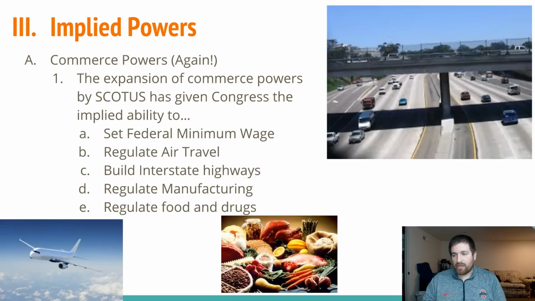This includes things such as setting the federal minimum wage, regulating air travel, building interstate highways, regulating manufacture, and regulating food and drugs. That's just a short list of the many ways that Congress has implied powers to control the economy or regulate the economy.